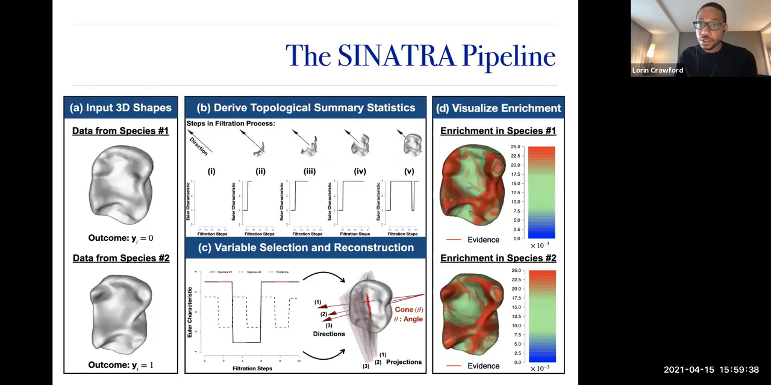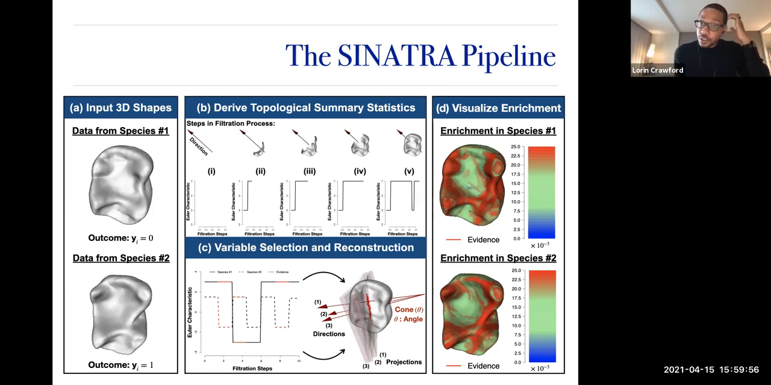But SINATRA is a very simplistic pipeline. It's for how we think about doing variable selection on 3D shapes. So we have some input data. You can think about these meshes. Here we have teeth again. Let's stick in this teeth space where we have teeth from two different primates, a carnivore and a herbivore.